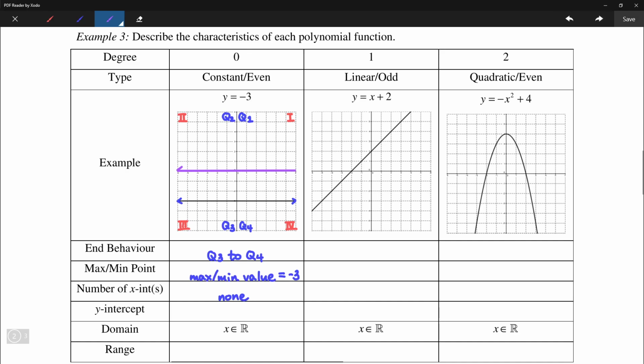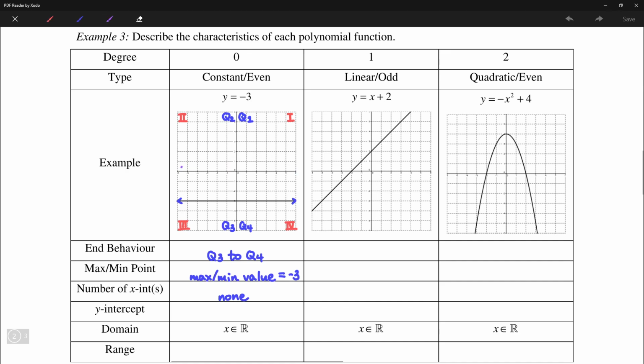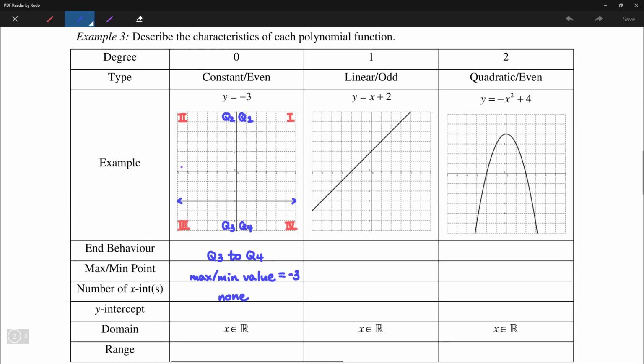So, what else do we have here? Just going to go ahead and delete this. Oops, let's not do that. There we go, that's better. All right, so moving right along, we have y-intercept. Y-intercept is going to be negative 3, right? That's where it crosses the y-axis. And finally, the range of this graph is just a single value, negative 3.